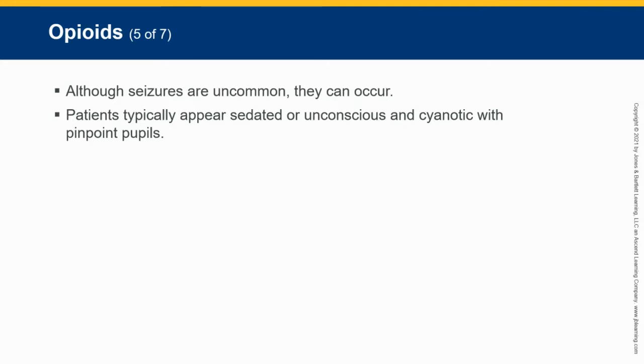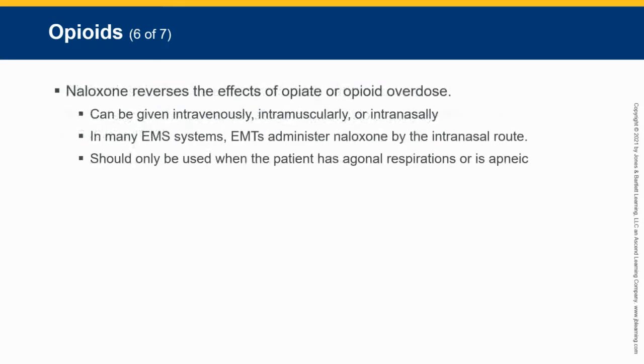They're typically going to be unresponsive or very sedated. They'll have pinpoint pupils because remember, these are sedatives. They're the opposite of the sympathetic nervous system. These are things that activate our parasympathetic. So we've got the pinpoint pupils, decreased respirations, or potentially no respirations. And we reverse these effects by using Narcan or naloxone.